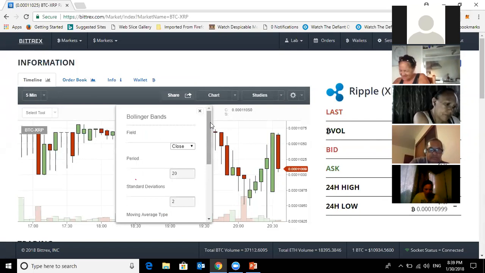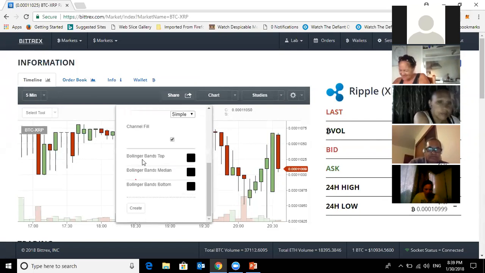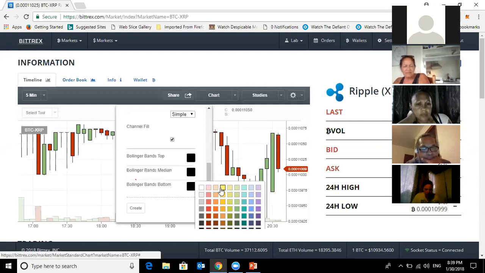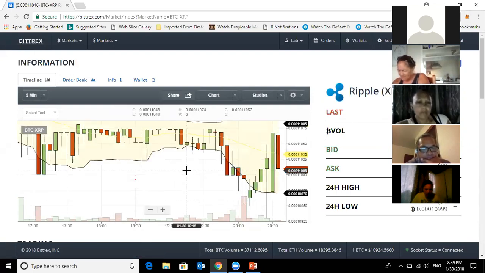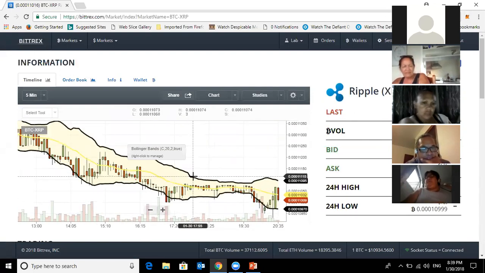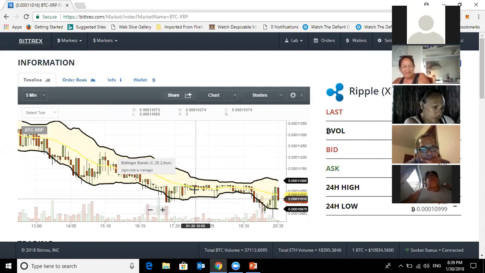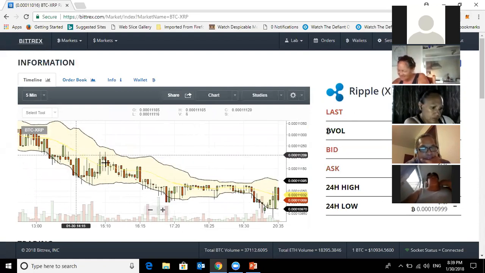All right, don't need to worry about that. Okay, so these are just color schemes of the Bollinger Band. Okay, now there's our top band, here's our lower band. We just want to make this one maybe a light yellow. Okay, that's our median. And when we create that, bam, here's our chart. Top band, lower band, and that's our median.